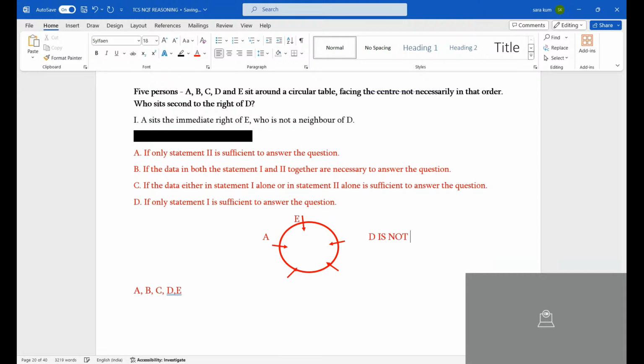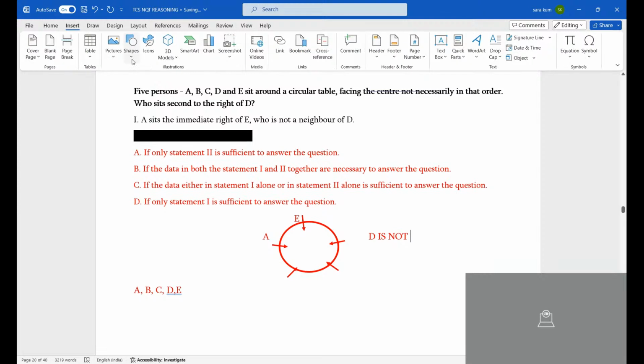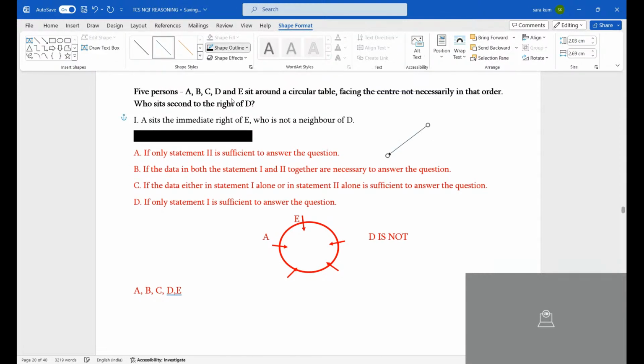Okay, so what is the possibility for D? I'll use an arrow mark to point all this. Okay, let me first draw this arrow. Now see, if you place A and D like this, you can place A anywhere. They just say A sits to the immediate right of E. So here A sits to the immediate right of E because everybody is facing the center. So right of E is this side, left of E is this side. So this is one possibility.